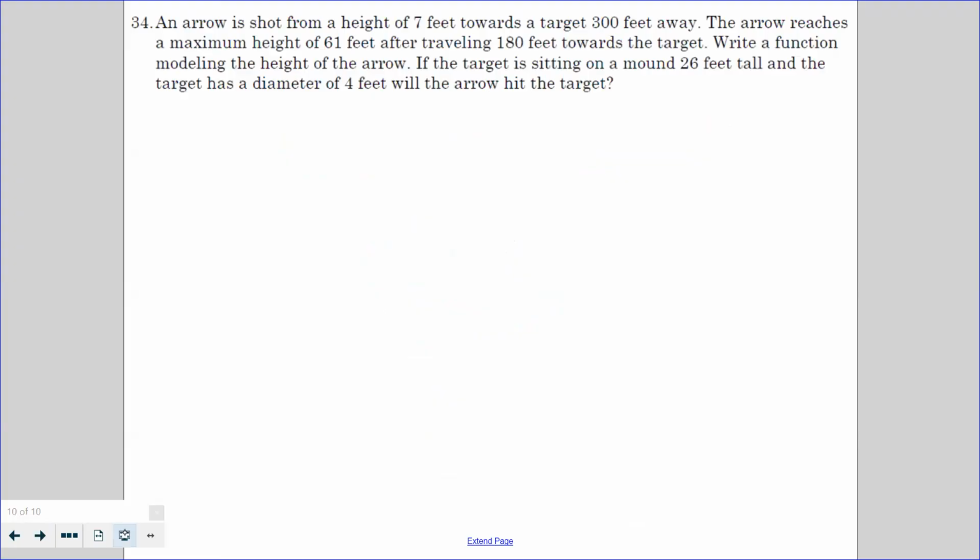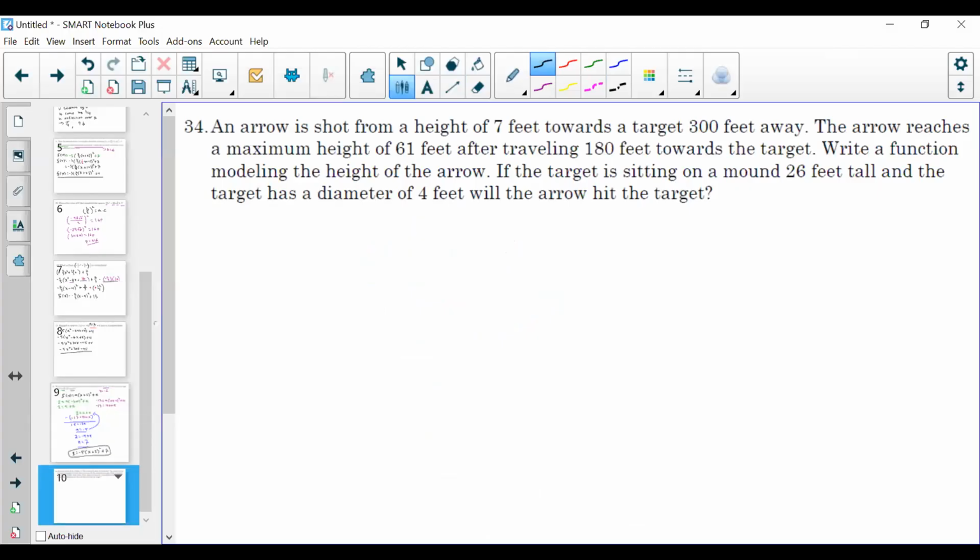So now number 34. For number 34, I'm told an arrow is shot from a height of 7 feet towards a target 300 feet away. The arrow reaches a maximum height of 61 feet after traveling 180 feet towards the target. I'm going to write a function modeling the height of the arrow. If the target is sitting on a mound 26 feet tall and has a diameter of 4 feet, will the target hit the arrow?